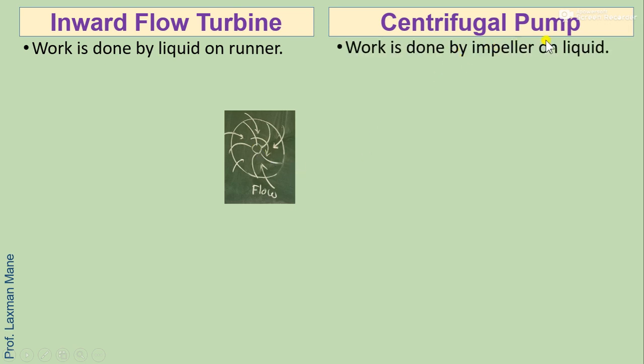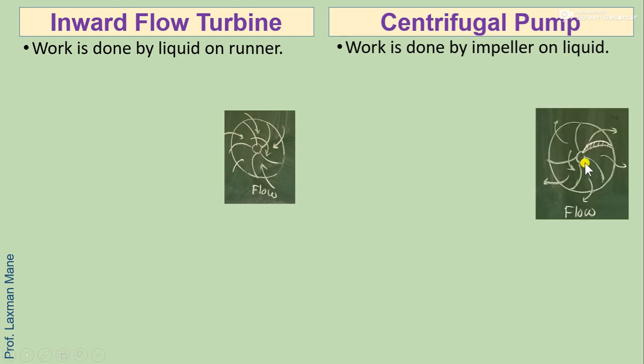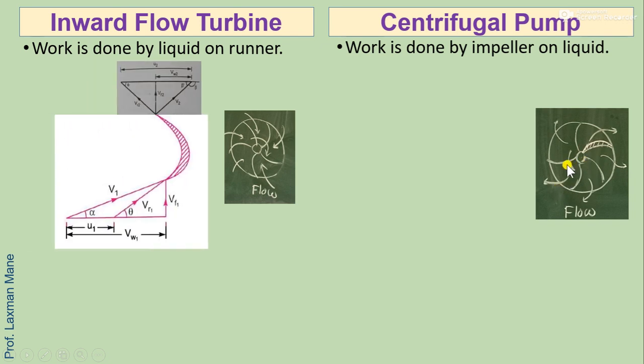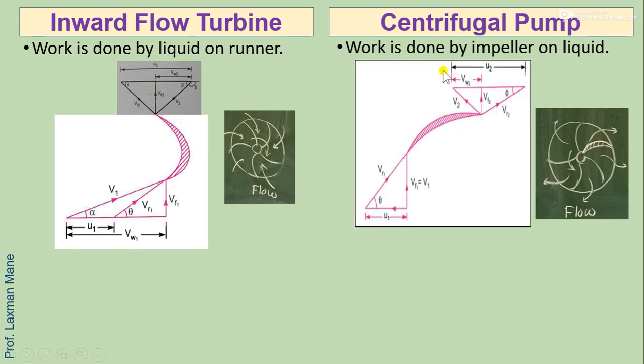In case of centrifugal pump, work is done by the impeller on water. So the diagram of the impeller is here. The flow of water starts from the center and comes out radially to the periphery. So here the flow is outward. Now because of this, if you see the velocity triangle for turbine and the velocity triangle for centrifugal pump, we will find some similarities and some differences.